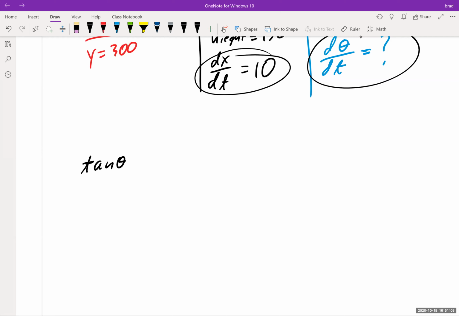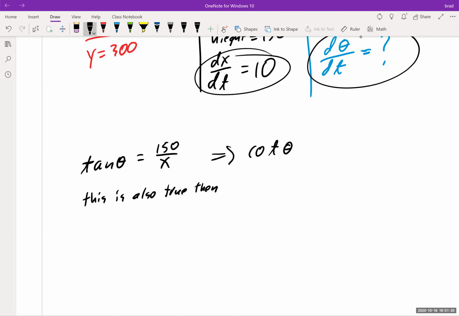So tan of theta is worth 150 over x. So that means, if I wanted, it is also true that cotan of theta is equal to x over 150. And the reason I want to do that, and you'll see why, is this is actually 1 over 150 times x. So that means when I differentiate, I don't have that negative exponent that gets a bunch of the x floating around. So now let's look at it.